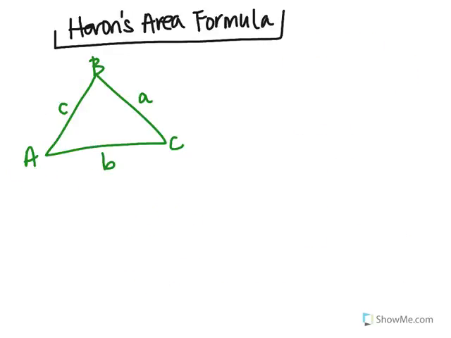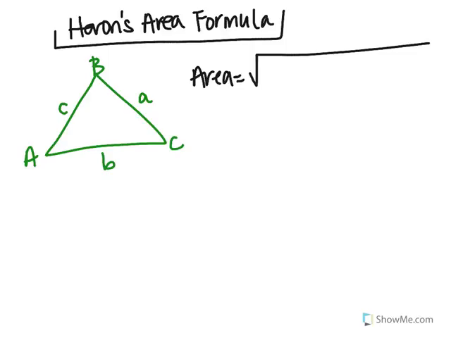So the last thing for today's notes is an area formula, one last one. You can actually find the area of a triangle just knowing all three of its sides, and it's called, this guy named Heron is the one that came up with this formula. So here's what it is.